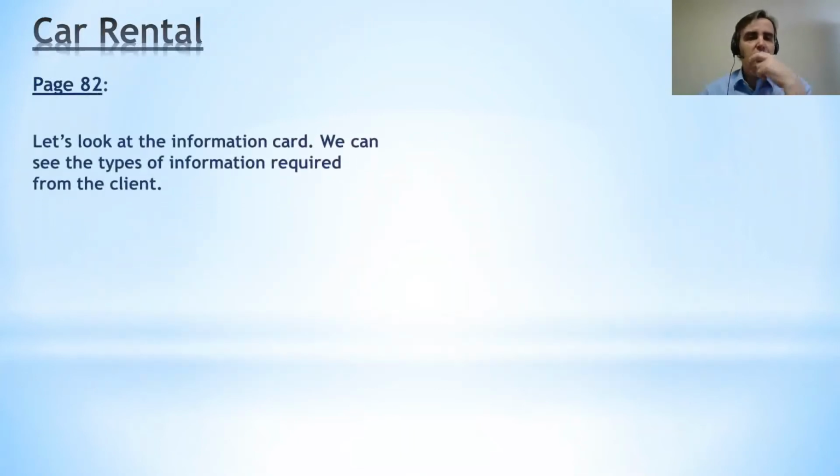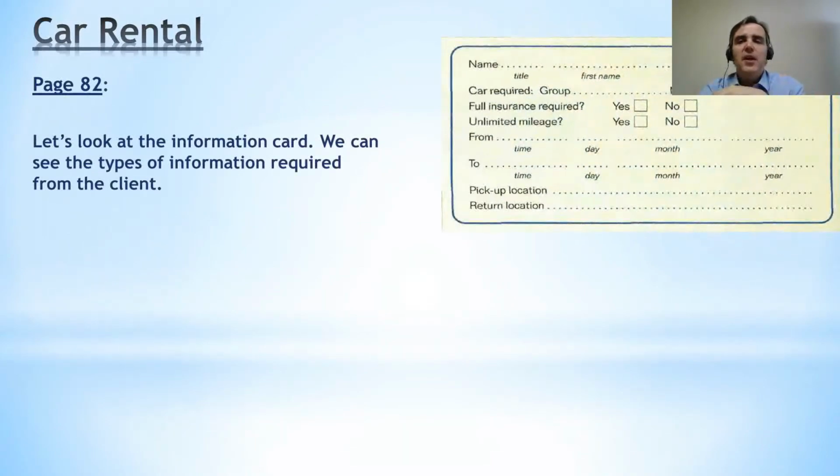So this language I think is really useful when it comes to speaking to a client about renting a car. So what we're going to do, if we look on page 82 of the textbook, you will see an information card, and it's got some personal details, name, we've got our title, first name, family name. We've got the car required, group and make. Group is the same as class.